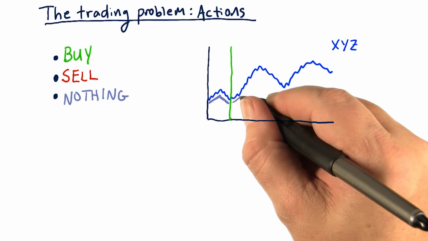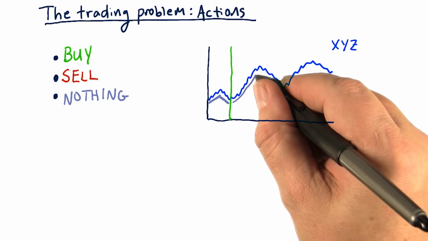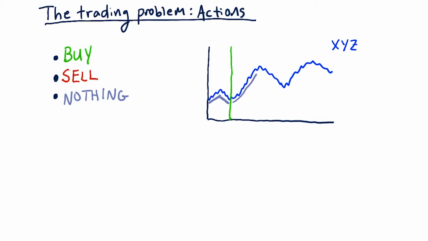We do nothing, nothing, nothing. And boom, our very intelligent Q-learner says, hey, now is the time to sell. And we continue like that through the rest of our time series.